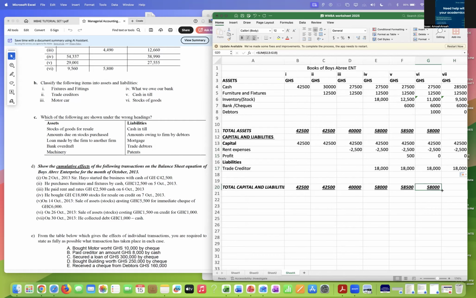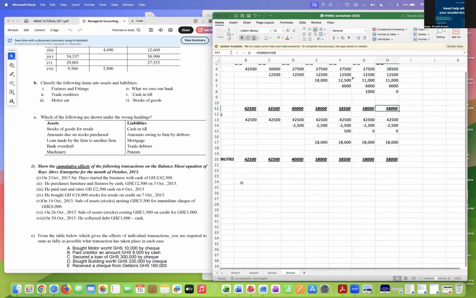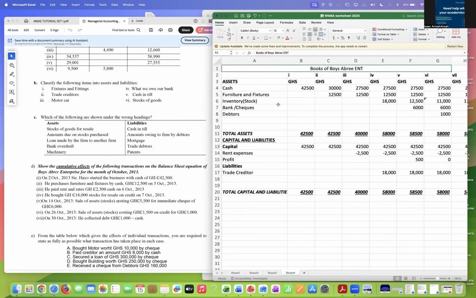Let's try to generate the total. 58,000 down there, and then 58,000 up here. Oh, I think I'm getting it wrong somewhere here. All right. So this is how the effects of the transactions will be shown cumulatively on this very table.